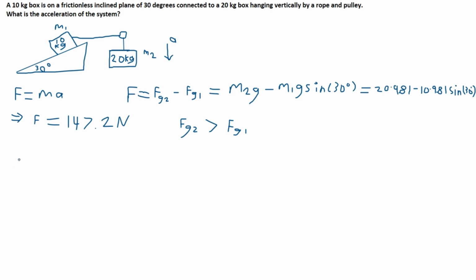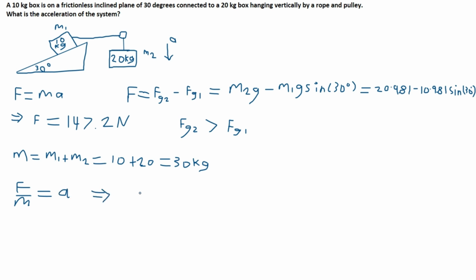Now, let's calculate the value of the acceleration. To do so, we still need to find the total mass of the system, which is just equal to mass 1 plus mass 2, which is then equal to 10 kilograms plus 20 kilograms, equaling 30 kilograms. Now, using Newton's second law, we rearrange this, and we get force divided by mass is equal to the acceleration. So plug in the values. We have 147.2 newtons divided by 30 kilograms, which equals the acceleration.